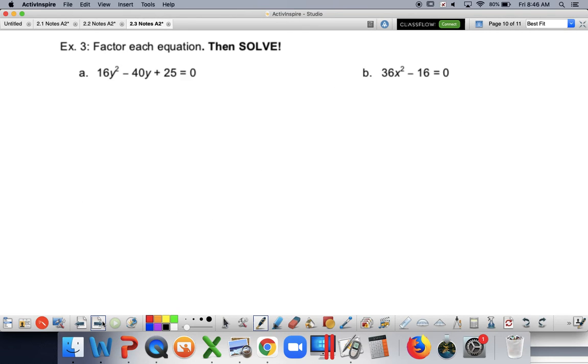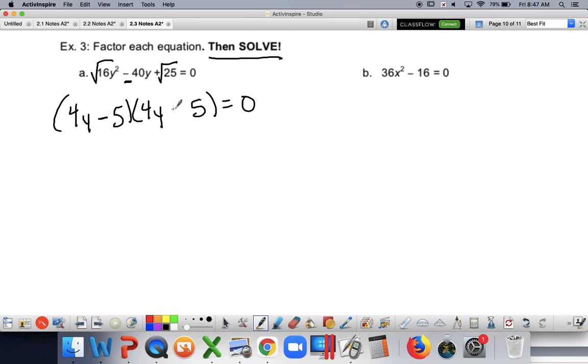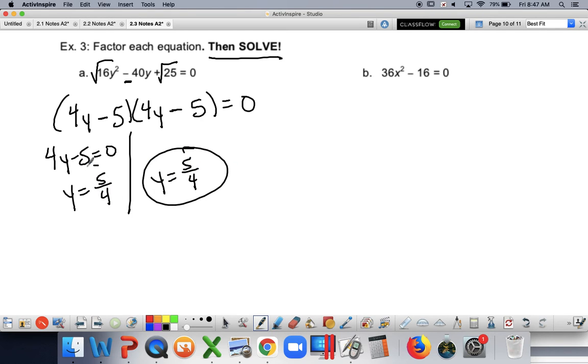All right, for these last ones, I highly encourage you to pause the video, try these on your own, because you're not only factoring, you're also solving them. So for this first one, I notice I've got some perfect squares there. So these are gonna be one of our shortcut ones. Got a 5 and a 5, and because my middle term is a negative, these are also a negative. I'm then going to set each one of these equal to 0 and solve, and I get y equals 5/4 for both of them. So this function only has one x-intercept, and it's at 5/4.